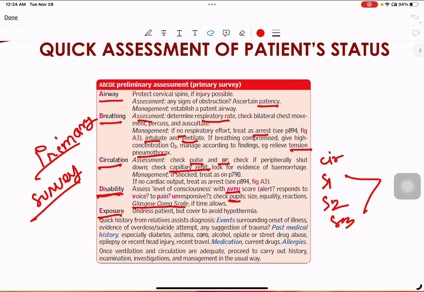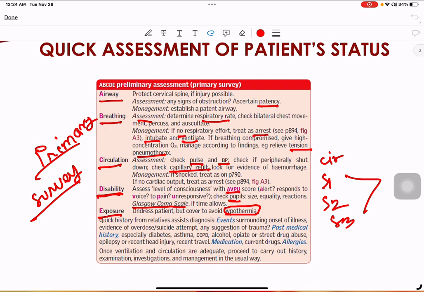Then we have to check exposure. The patient may have been exposed to hypothermia, so we have to check for any exposure of the patient to any event. We have to detect that event and we have to remove that event. So that is exposure. So in the primary survey, we have to check airway, breathing, circulation, disability and exposure.